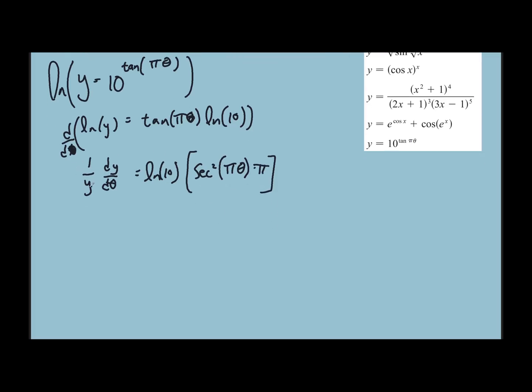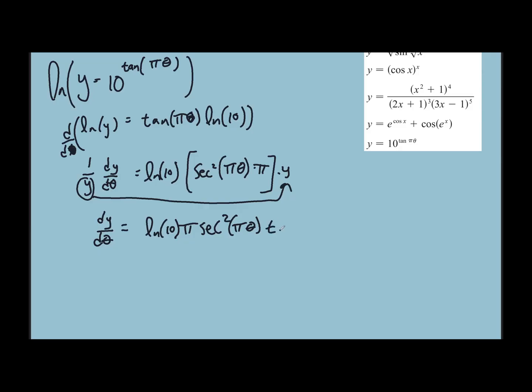Okay, now what are we missing? Well, we got to bring the y up. So multiply the y up to here. So we're going to get dy d theta equals ln 10 pi secant squared pi theta times, well, we'll just say times 10 to the tangent of pi theta. Can I combine any of this? Not really. This is our answer.